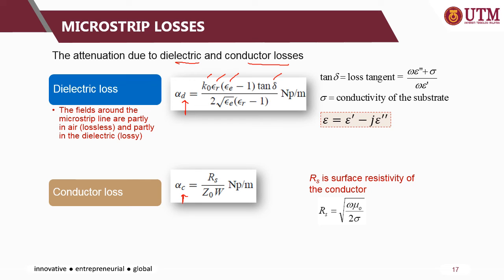Same goes for the conductor loss. C for conductor loss, alpha is the attenuation or the loss, where it relates to Rs, the surface resistivity of the conductor, which you can estimate by using this equation, divided by the characteristic impedance and also the width of the structure. The dielectric loss, as I mentioned, is due to the fields around the microstrip line itself, where the strip line is exposed to the air and also to the substrate or dielectric materials, which are lossy materials.